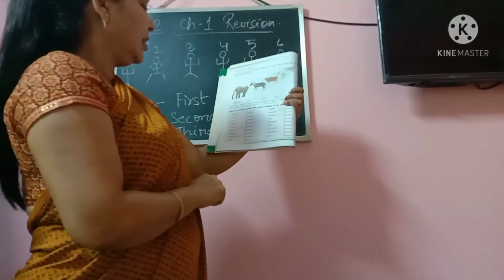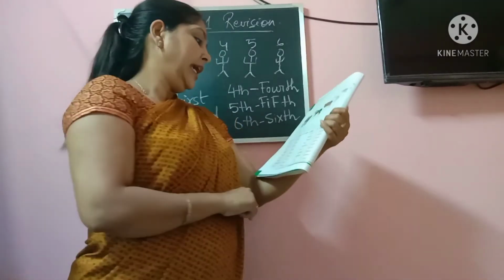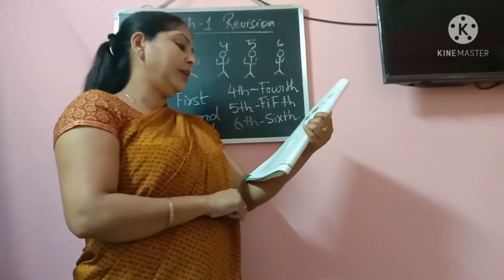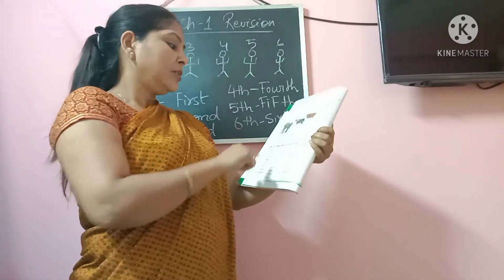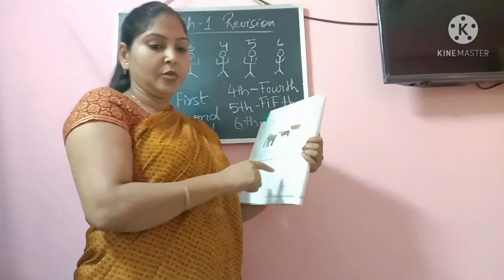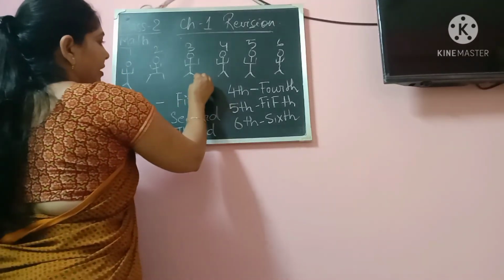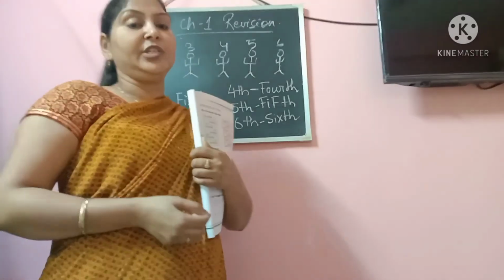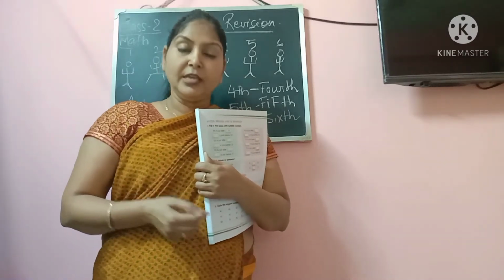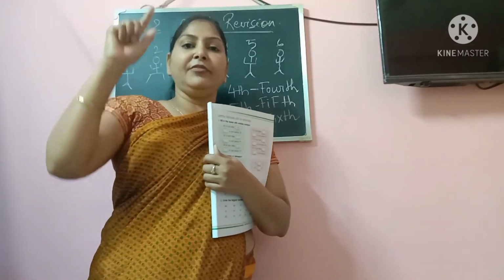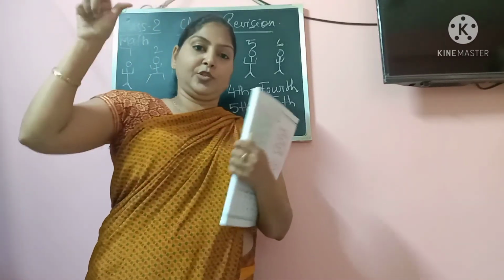Now you can see page number 8. In page number 8, write the number against the ordinal number. So here it is written 8th. How do we write 8th? The spelling of 8th is E-I-G-H-T-H, 8th. And in numbers, if I have to write, we will write 8 and T-H.